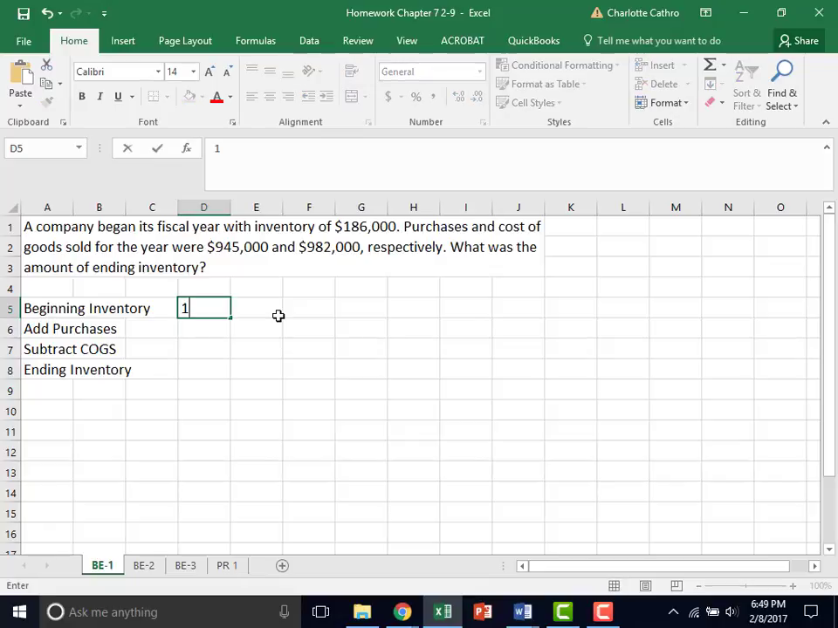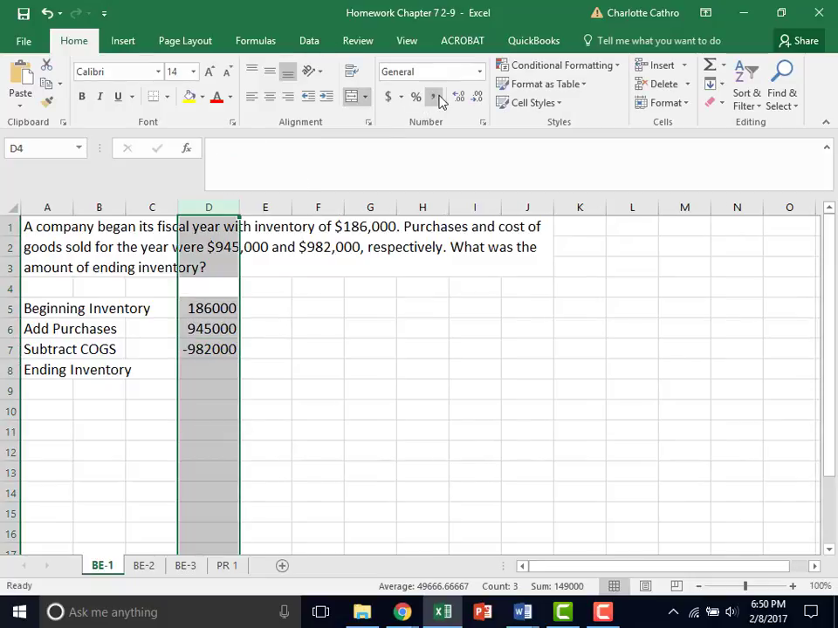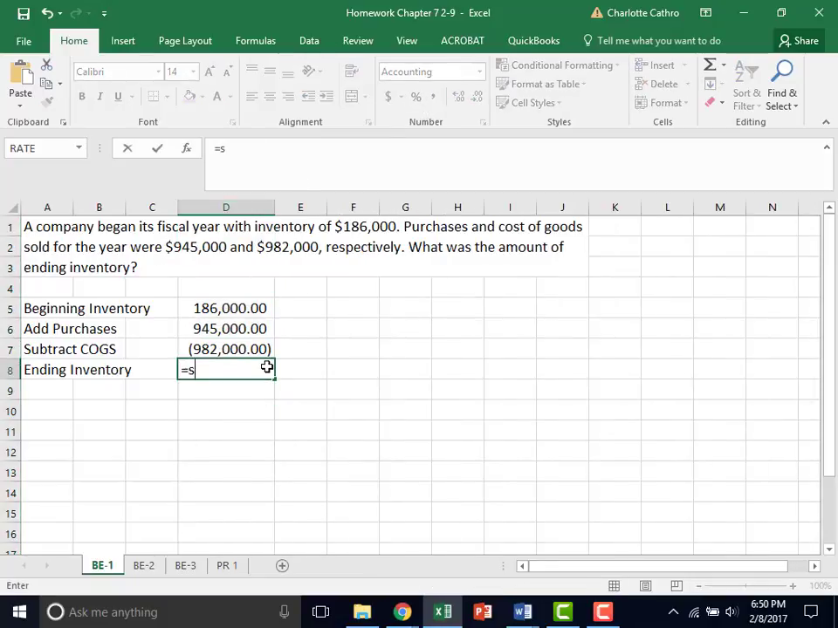They give you that the beginning inventory is 186,000. Our purchases were 945,000. Our cost of goods sold was 982,000. And so we can figure out our ending inventory using that formula, add our purchases, subtract our cost of goods sold, and our ending inventory is 149,000. So that is our periodic inventory problem.